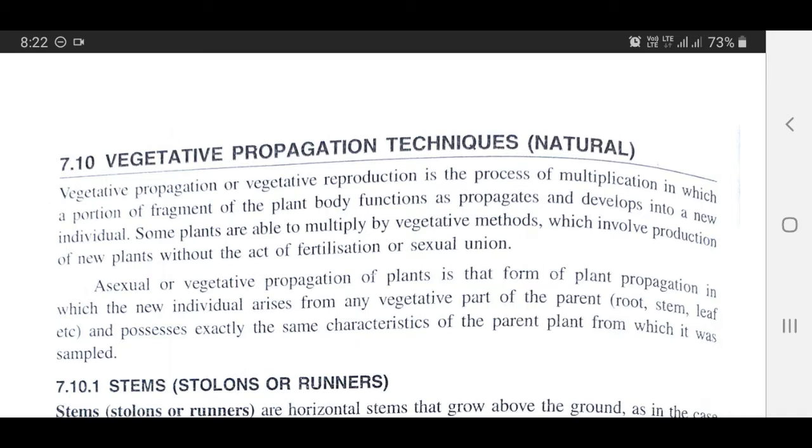Vegetative propagation, or vegetative reproduction, is the process of multiplication in which a portion or fragment of the plant body functions as a propagule and develops into a new individual. Some plants are able to multiply by vegetative methods, which involve production of new plants without the act of fertilization or sexual union. Asexual or vegetative propagation of plants is the form of plant propagation in which the new individual arises from any vegetative part of the parent, root, stem, leaf, etc., and possesses exactly the same characteristics of the parent plant from which it was sampled.